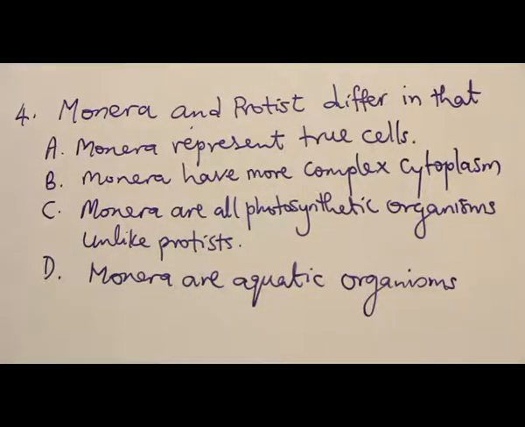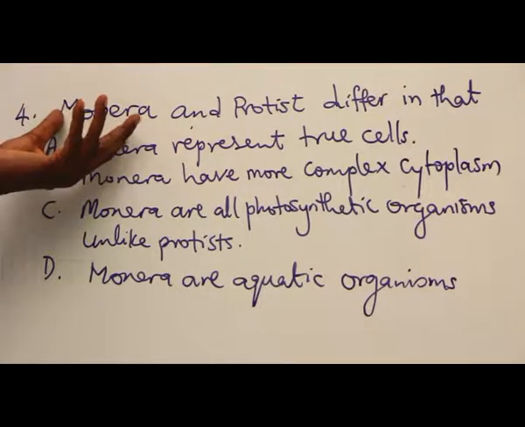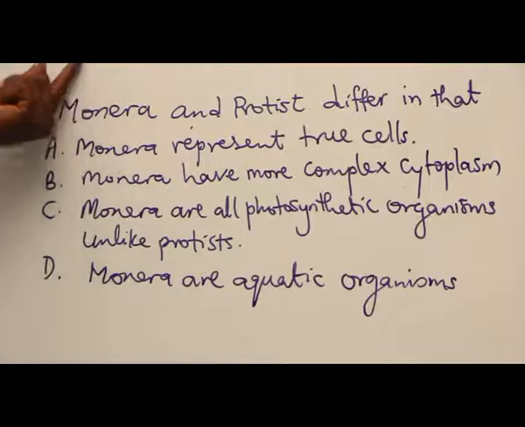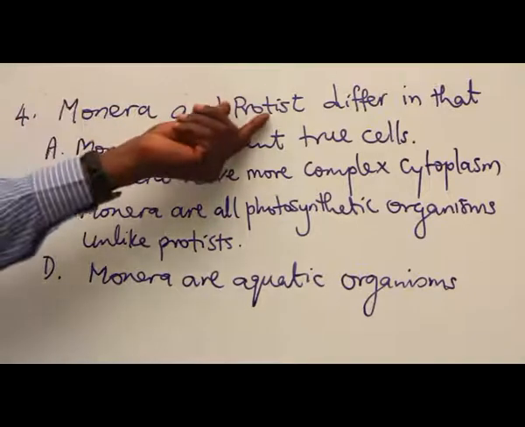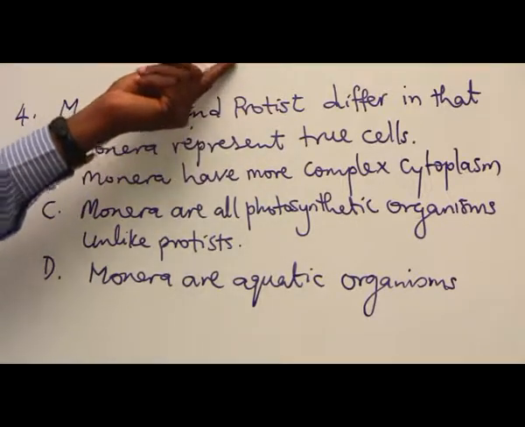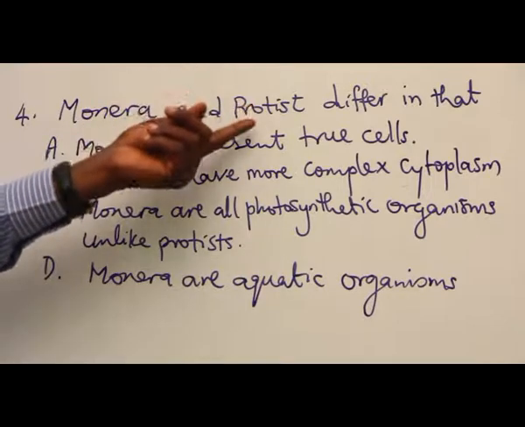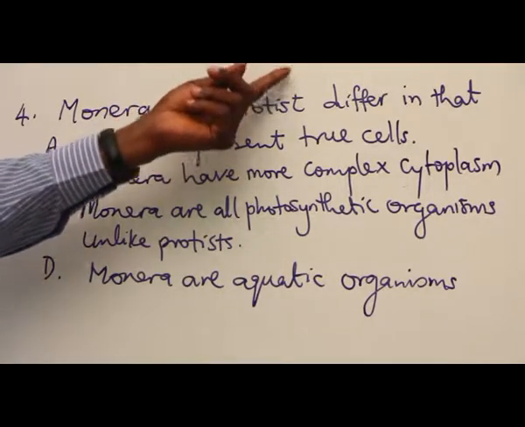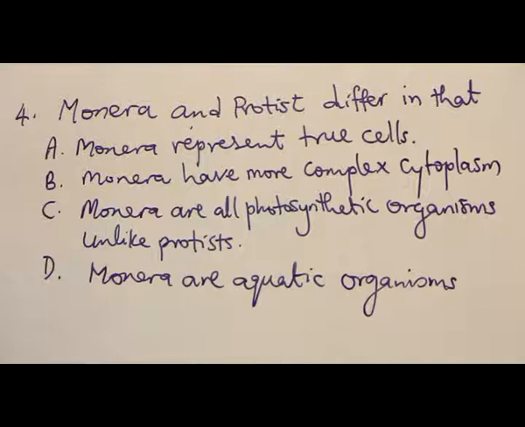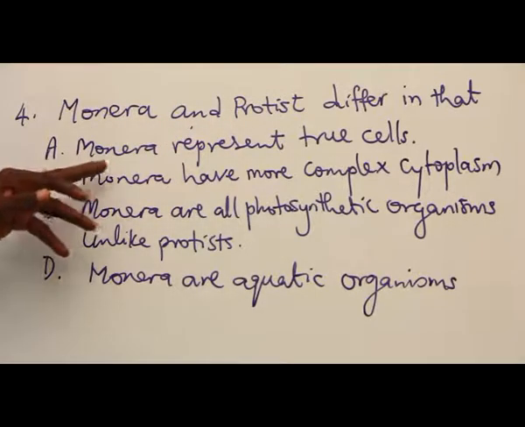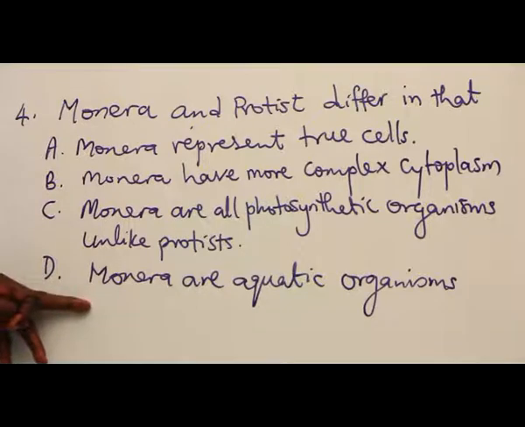It's very simple if you know what moneras are. The moneras are viruses, bacteria, algae, and so on. Now, protists: we have euglena, chlamydomonas, and so on. Then we have amoeba, we have paramecium. These form the protists. Now, we want to bring out their difference. So you look at it very well. Monera represents true cell. How true is that statement? You cannot assert that.